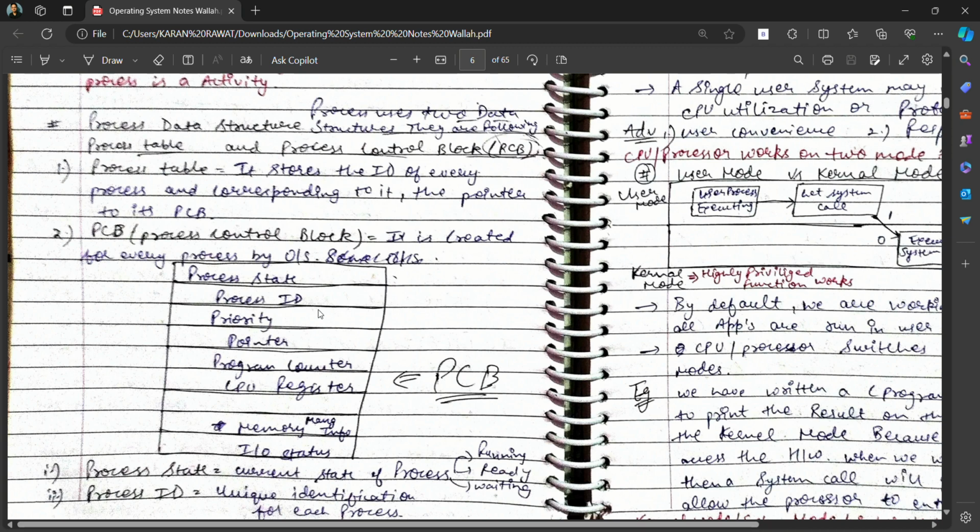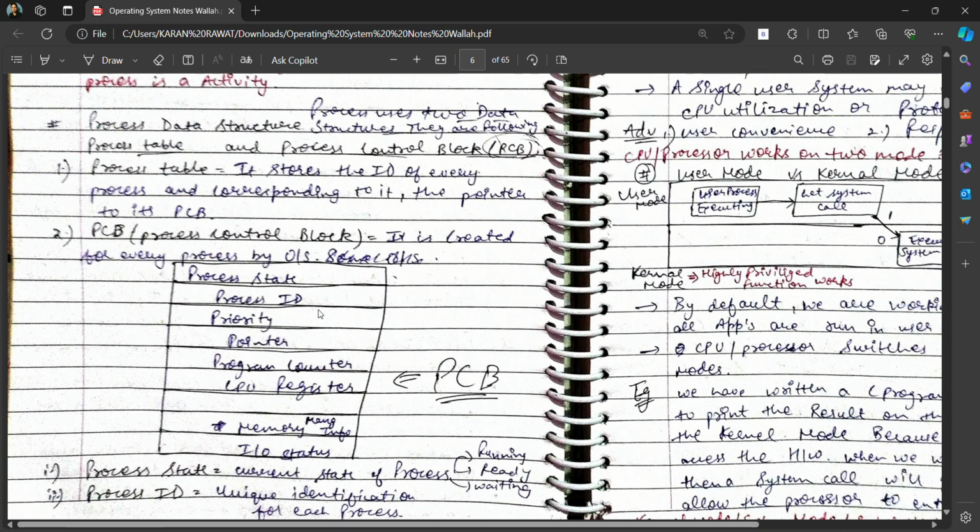Next is the PCB. PCB stands for process control block, and it is created for every process by the operating system. ठीक है, PCB हर प्रोसेस का होता है, हर प्रोसेस के लिए क्रिएट होता है। It is created by the operating system for every process. So suppose we have processes like P1, P2, P3, P4, these number of processes.